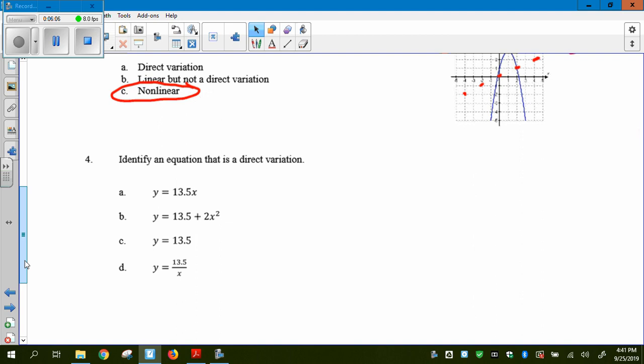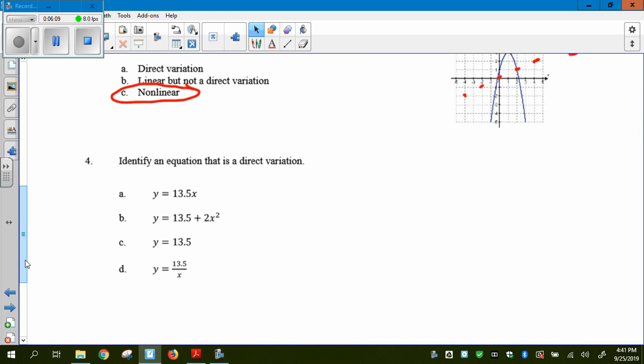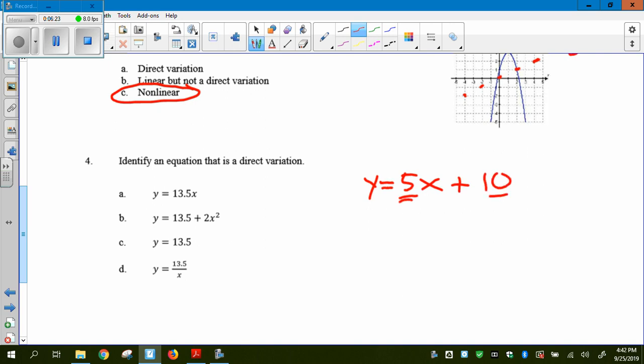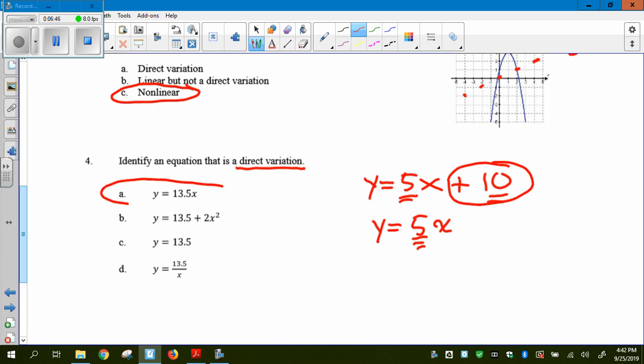Now, in the last problem, it says identify the equation that is a direct variation. Well, to be a direct variation, it has to be a linear equation. And as we've seen in class, all linear equations look like this. They have some number times x plus something else added on. Okay. Now, if it's going to go through 0, 0, then you can't have anything like this added on. You would just have y equals something times x to be a direct variation. Since that's what we're looking for, the equation that just has some number times x. And that would be that one.